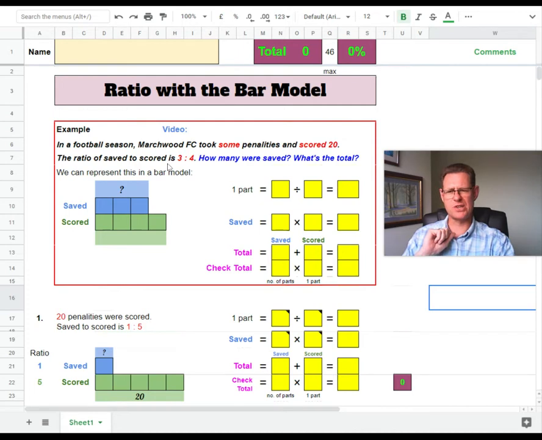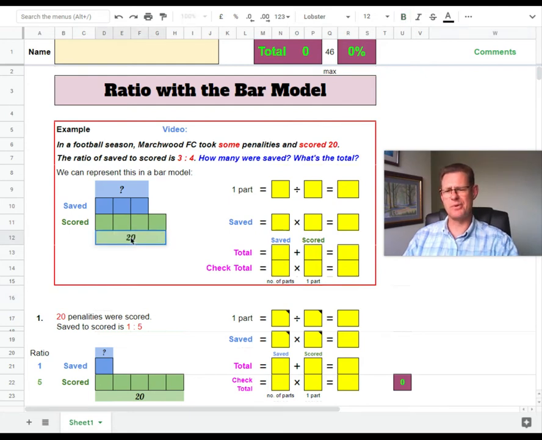In a football season, Marchwood FC took some penalties and scored 20. The ratio of saved to scored is 3 to 4. Here's the question: how many were saved? What's the total? So you can see the bar model represents 3 and 4. And it also said in the question that 20 was scored. So we are going to put 20 in this point just there, because the whole of that green represents 20.